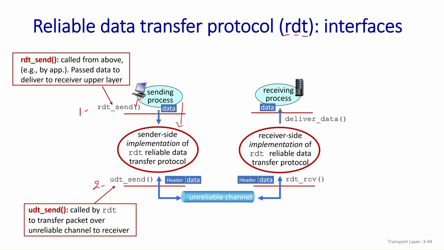So whenever there's a call from the application, the data is passed from the application process to the transport layer using this method, and then from the transport layer to the unreliable data transfer using this method. Obviously we know this; we have covered encapsulation, so we'll be adding headers as well.